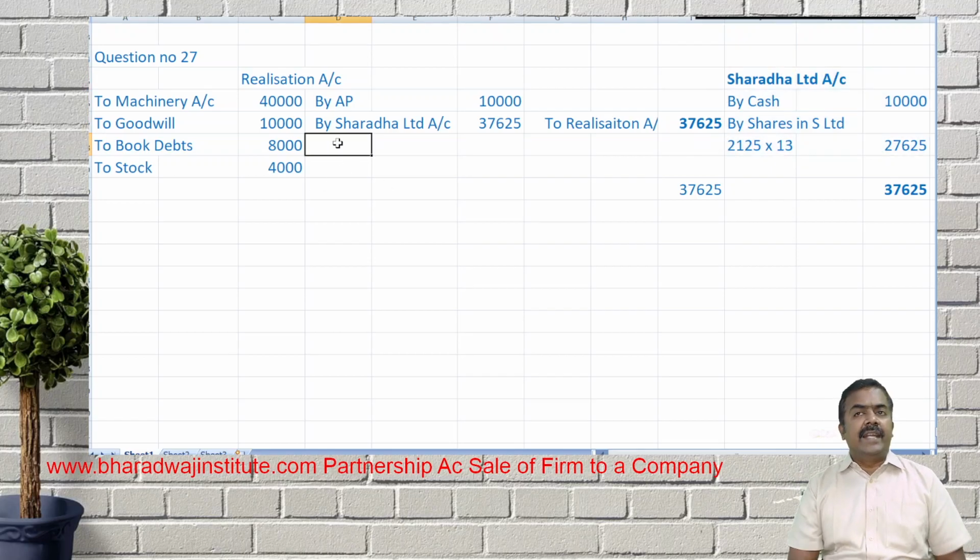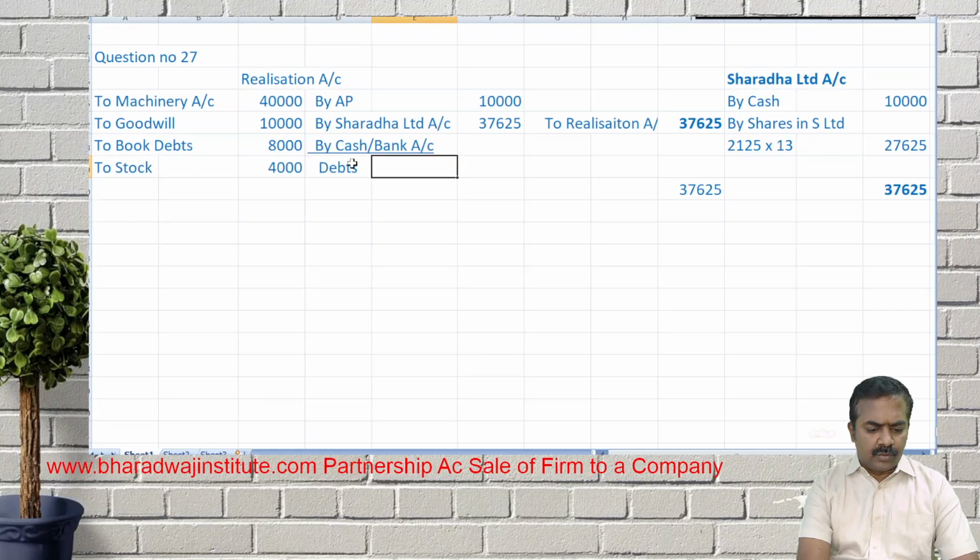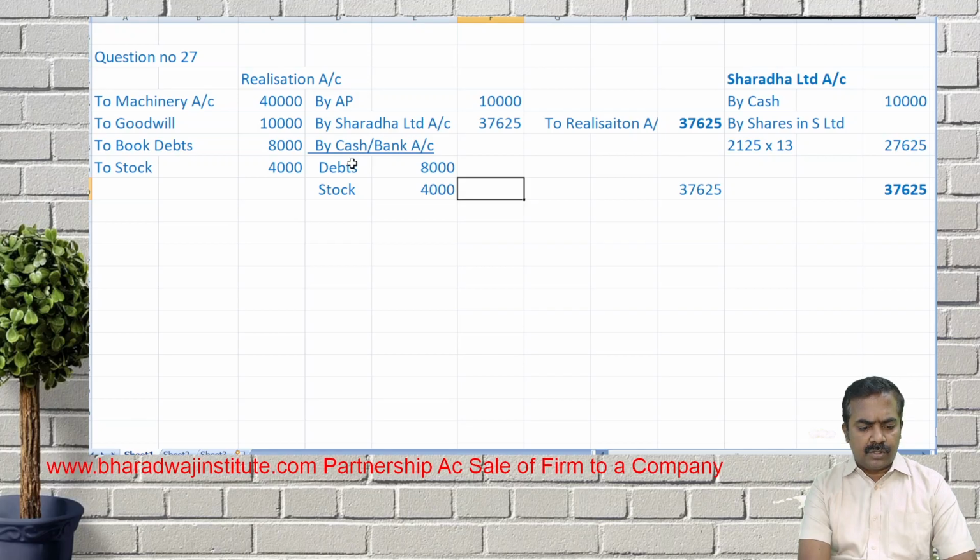Now, is there any asset not taken over by the company which we are selling? Yes. By cash or bank account, sale of asset not taken over by the company. What are the assets we are selling? Book debts, we are selling for book value. Stock also we are selling for book value. 4,000. We realize how much? 12,000.